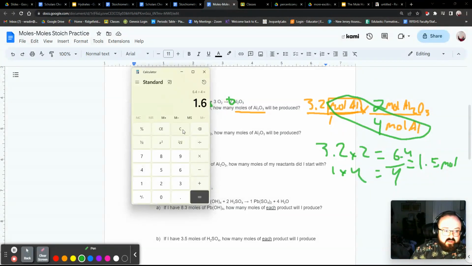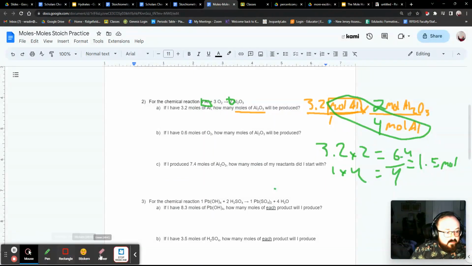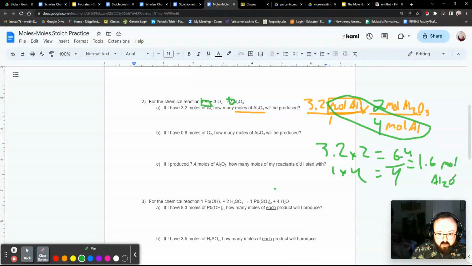That seems too easy. 1.6. There we go. Perfect. 1.6 moles of Al2O3. There's my second step. And all this is 7.4 moles of Al2O3.